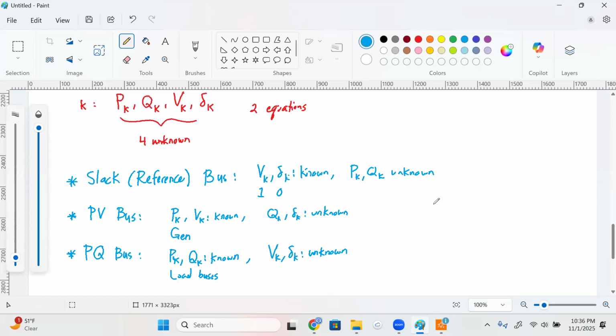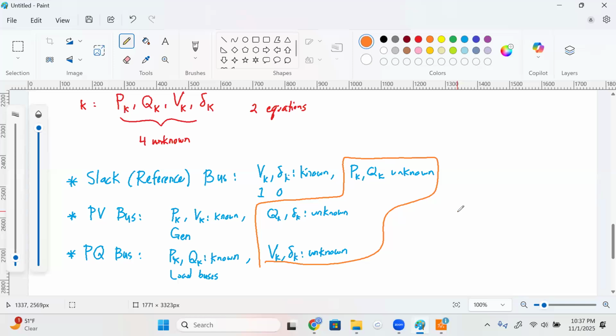Pay attention here that now for each of these buses, we only have two unknowns, and then we have two equations for them. So we're going to have the same number of equations as unknowns, hence we can solve this system.